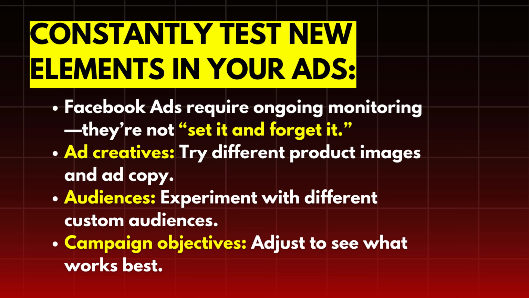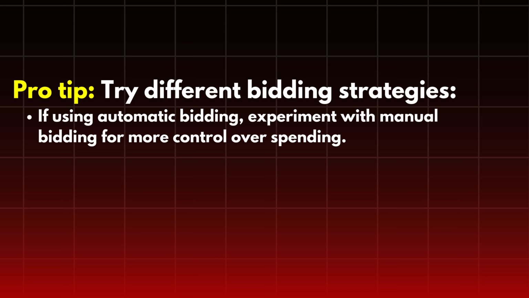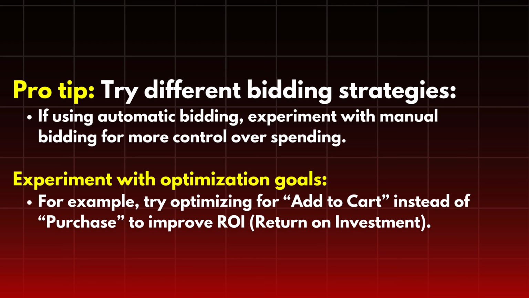Here's a pro tip. Test different bidding strategies. If you're using automatic bidding, experiment with manual bidding for more control over your ad spend. You can also test different optimization goals within the conversion objective, such as optimizing for add to cart rather than purchase, to see if it improves your return on investment.